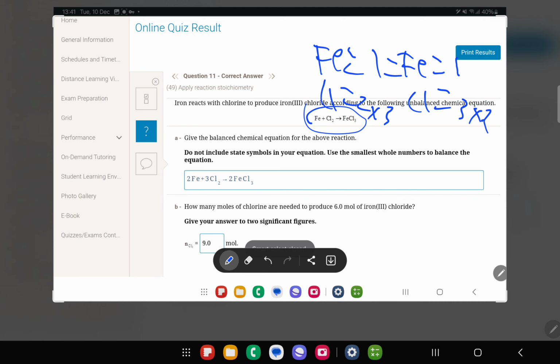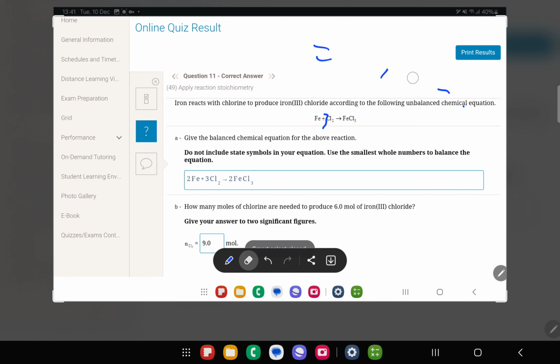If we multiply by 2 here, we have to multiply by 2, and here we can multiply by 2 to make it equal. So it will be 2Fe, 3Cl, and 2 here. So 2Fe plus 3Cl equals 2FeCl. That's it. And now for the second one.